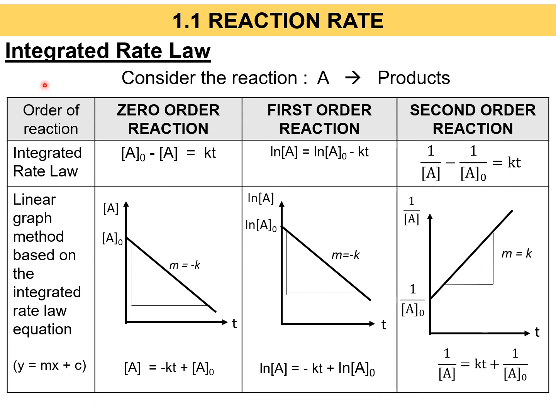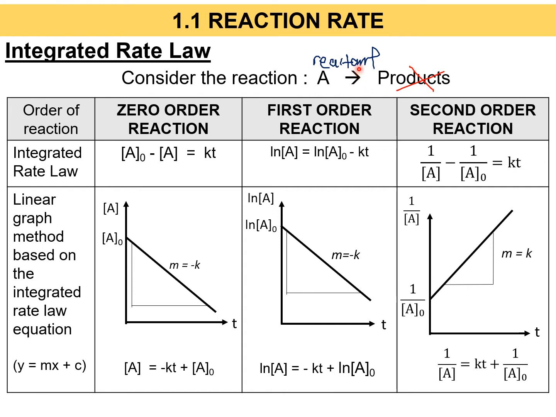Okay, so let's look at the integrated rate law. Consider a chemical reaction where A is the reactant, and then you get a product. Whatever the product is, if it's related to order of reaction, you don't look at the product anymore, okay? You don't care about what happens to the product. You only care about what happens to the reactant, okay?